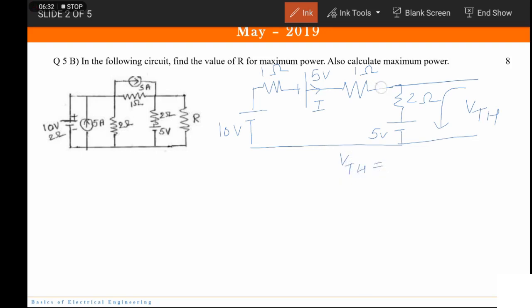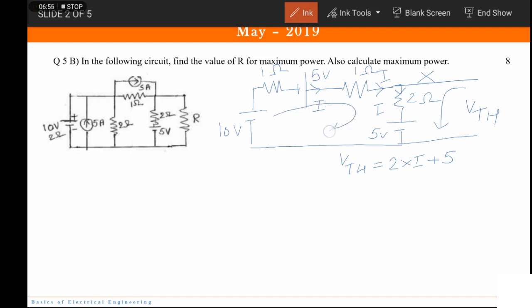So this current I flows till this point, and here it is open circuit, so it does not go here, and the same current flows through 2 ohms also. So what is going to be my VTH? It is going to be 2 into I plus 5. So in order to calculate VTH, first we have to calculate I.